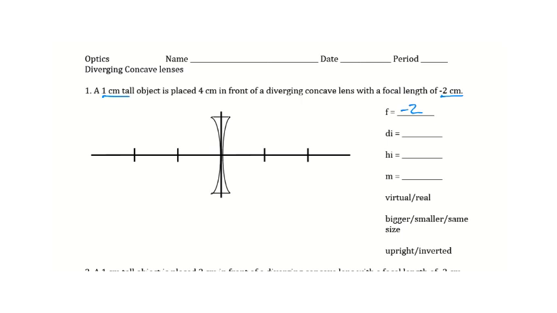So a 1 centimeter tall object, so that's the height of the object, is 1 centimeter, is placed 4 centimeters in front of a diverging concave lens with a focal length of -2 centimeters. And the object distance is 4 centimeters. So again, I have a 1 centimeter tall object. I need to construct it exactly 4 centimeters out, which should be right at 2f.